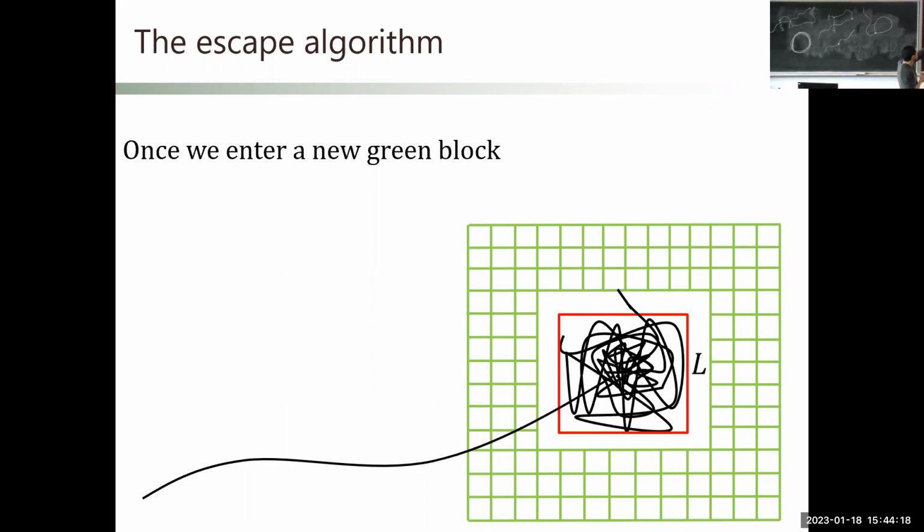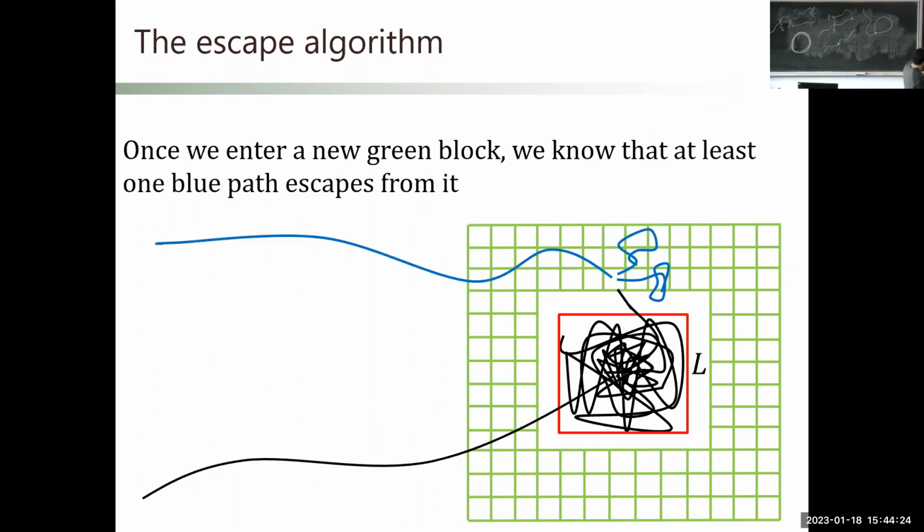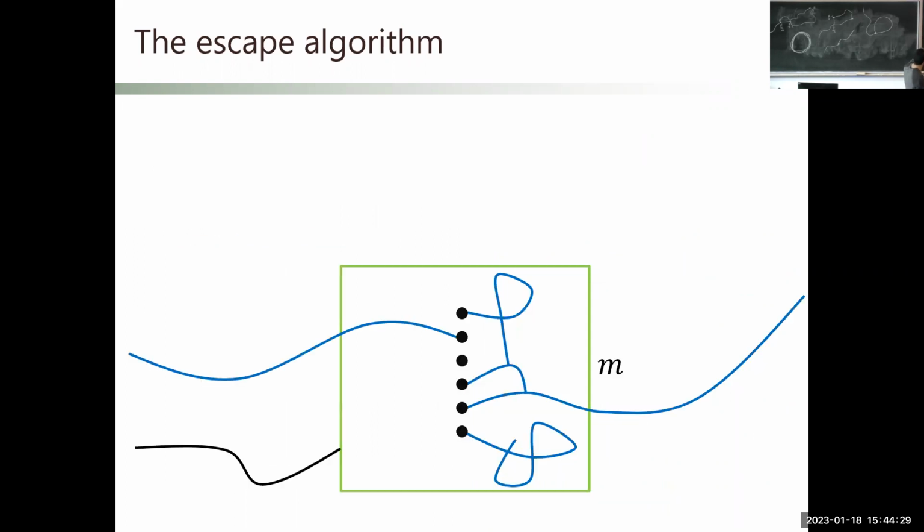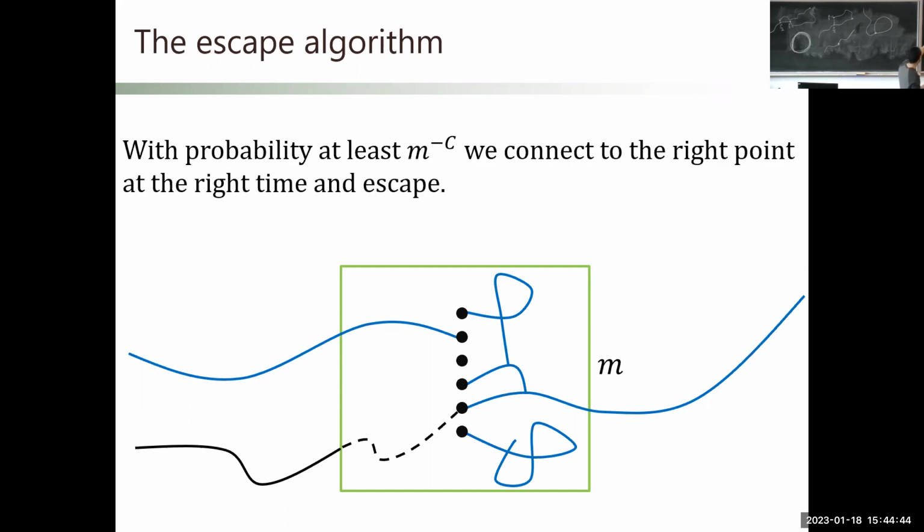Because when you're trying to leave this mess, you will enter a little green block for the first time. And then you know that one of the cyclic walks out of this little block escapes. So here is a zoom into that block. You know that one of the walks will escape. And then in here, it's just like a simple random walk inside. What's happening inside? You will have a non-negligible probability of connecting to the right point at the right time and escaping. This is the idea.